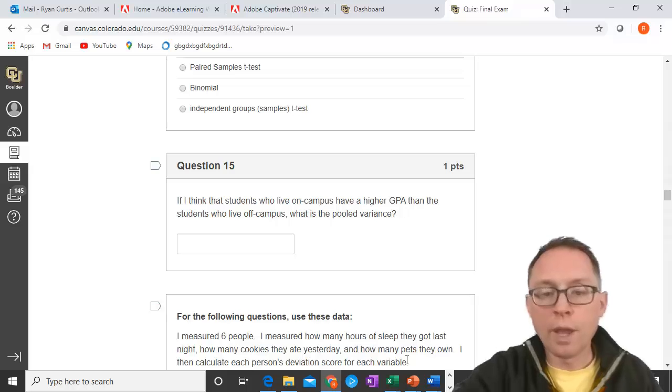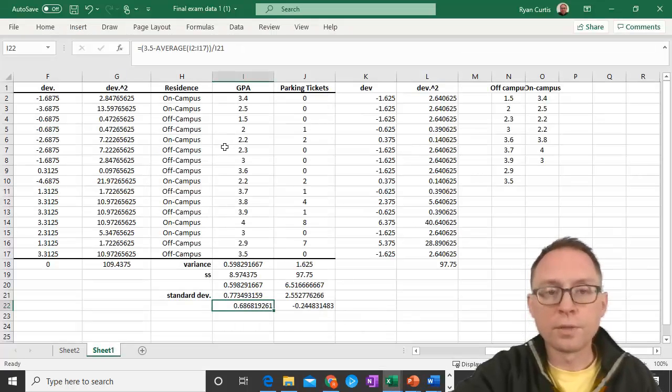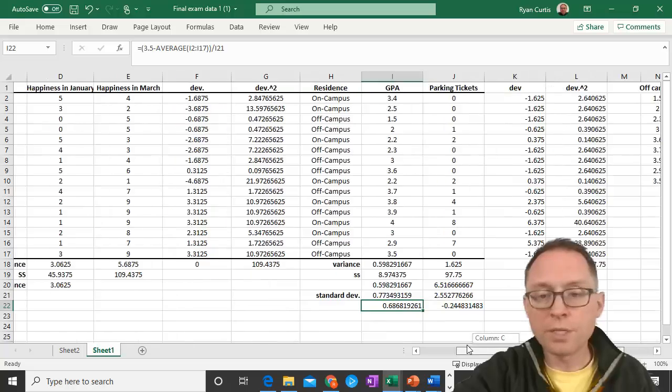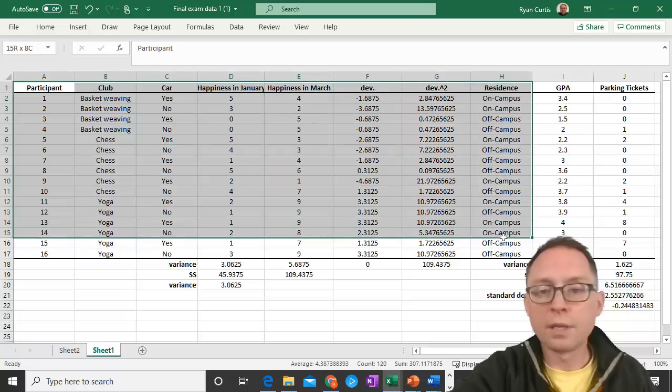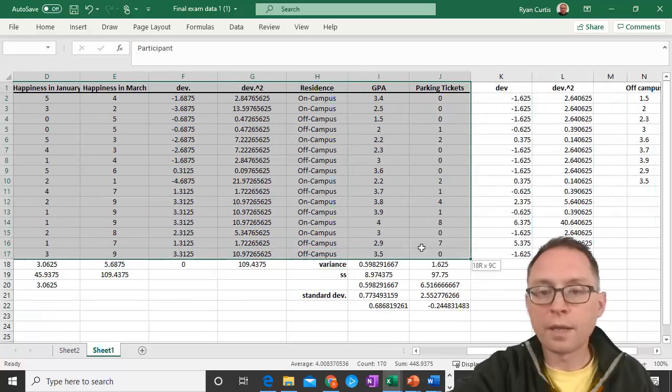So the way I would do this is, first, I need to separate those who live on campus from those who live off campus. There's a couple of ways I can do this. I think the easiest way is to sort the data, but you'll have to create 2 columns. If you're doing this in Excel, you've got to create 2 columns. I'll show you how to do it both in Excel and just doing it with the basic calculation.